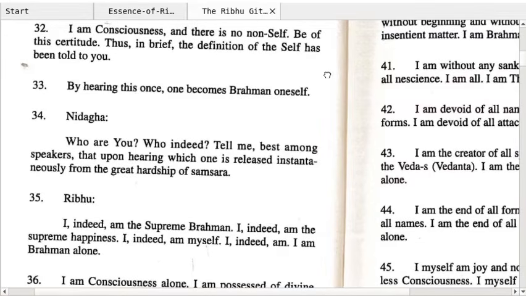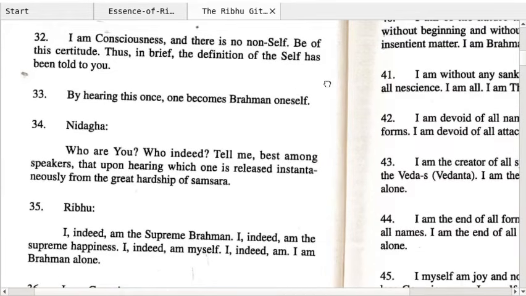I am consciousness and there is no non-self. Be of this certitude. Thus, in brief, the definition of the self has been told to you. So he was describing the self, and he is describing the non-dual self actually. He is not describing the Atman, the experiencer, which is the opposite of the experience. He is describing the totality actually. And that is what he means by consciousness. Is oneness. It is not this one who is experiencing. No. There is no separate consciousness apart from the experience. That is what he is saying.